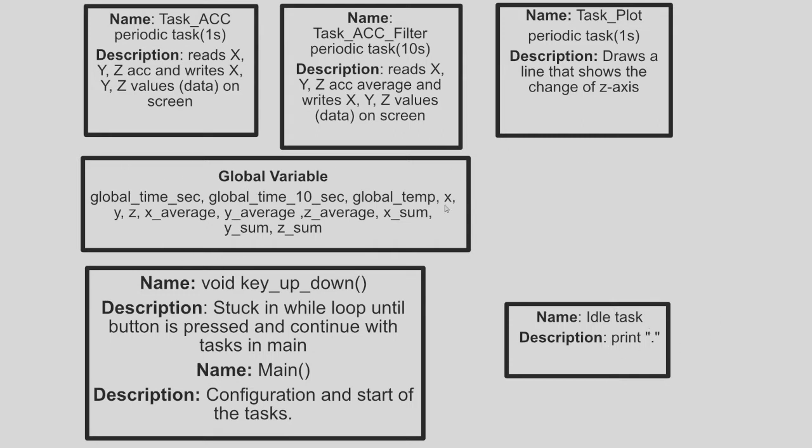We have global variables, lots of them. And here we have the main function. For the main, we have a void key up down. It makes us so it's stuck in a while loop until we press a button. Then it will continue to the main, and then all the other tasks, task ACC, task ACC filter, task plot, and idle task will start.